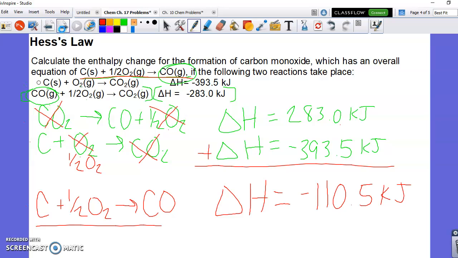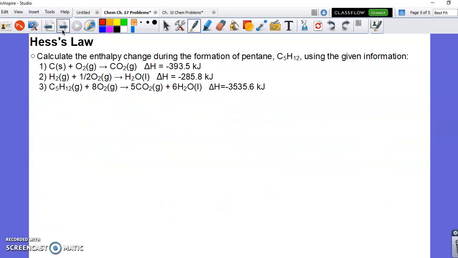Okay, so let's take it up another notch for our second example. This one, we're calculating the enthalpy change during the formation of pentane using the given information, and we have three equations there. And like I said, this one doesn't give me what my final equation will look like, but it does tell me I'm forming pentane. And since it doesn't say I'm forming anything else, I can assume that this is my only product. So everything else in my products needs to cancel out.